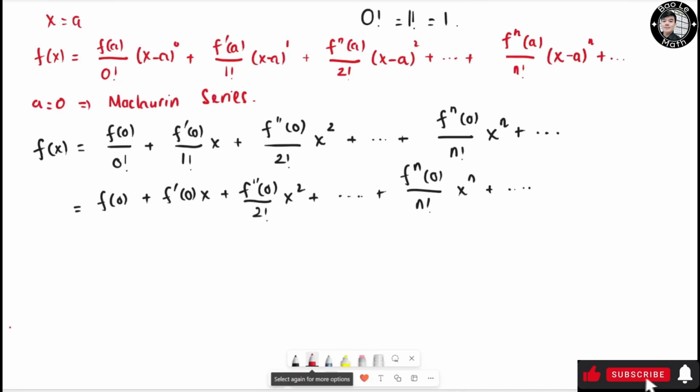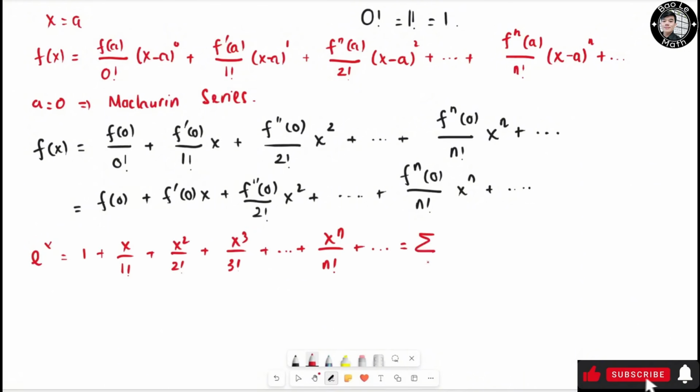The following are three Maclaurin series you need to memorize for the AP Calc BC exam. The first one is e to the s equals the sum when n starts from 0 to infinity of the general term right here, s to the n over n factorial. Now, note that the interval of convergence of this series is negative infinity to positive infinity.